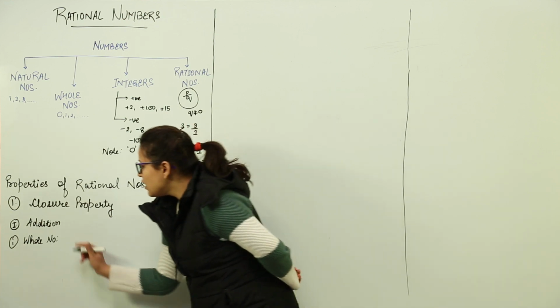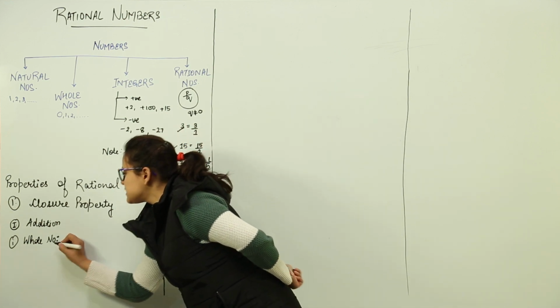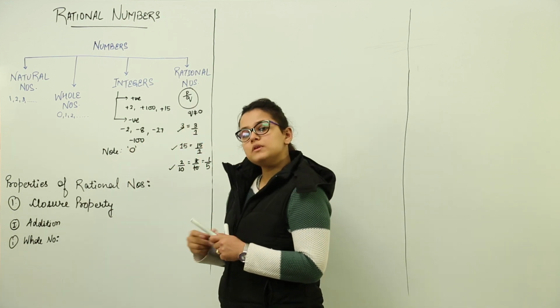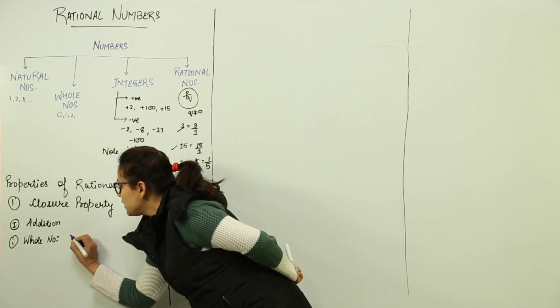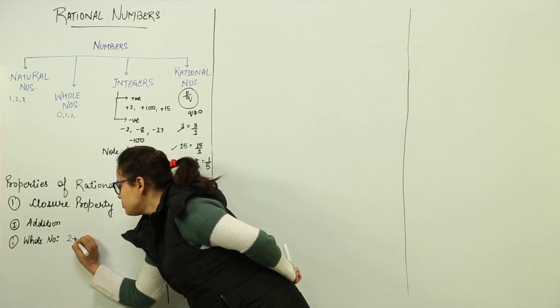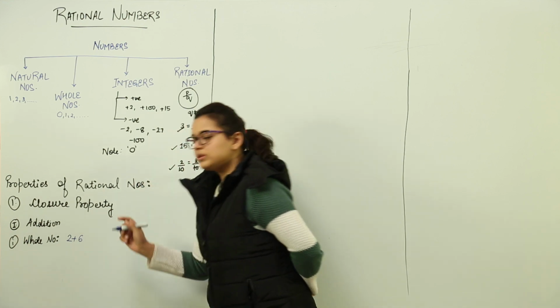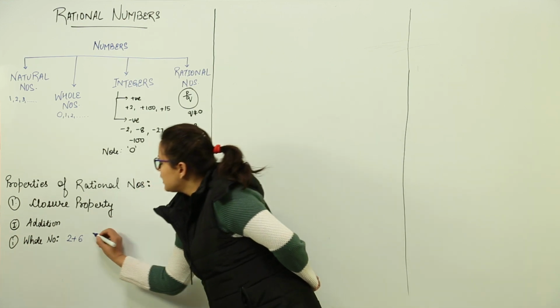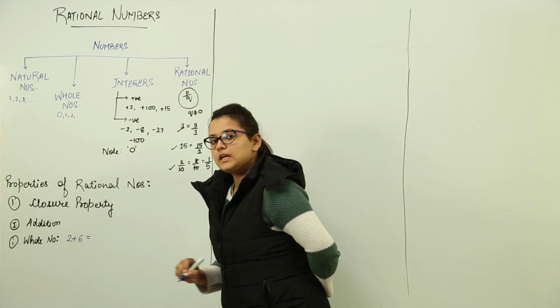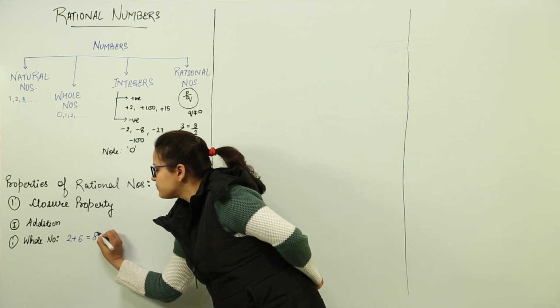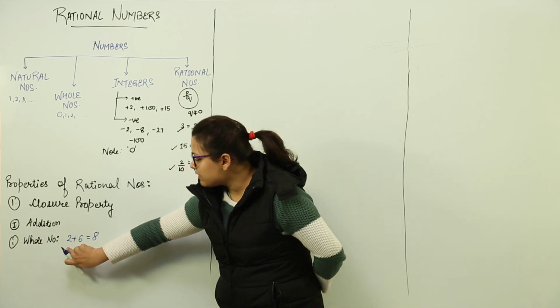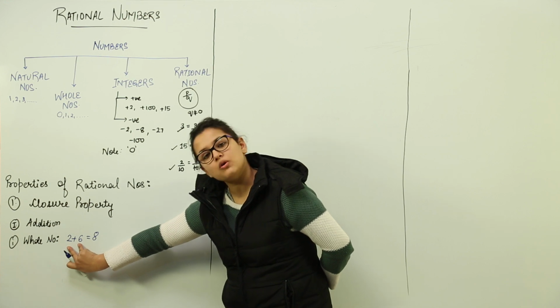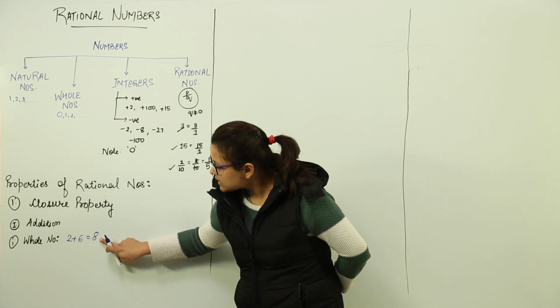Let us check. For whole numbers, let's take any example, any two whole numbers. Let us try add them. Okay, I am taking 2 and 6. Both are my whole numbers. What would they add up to? They are adding up to 8. This means I have added two numbers, they are whole numbers, and what have I got as the result?